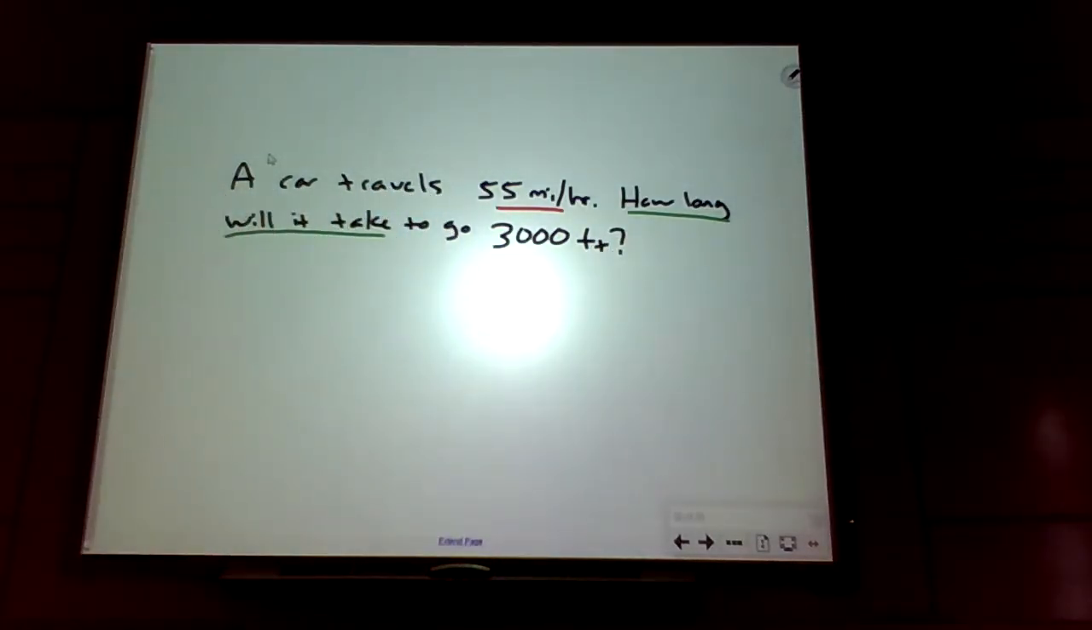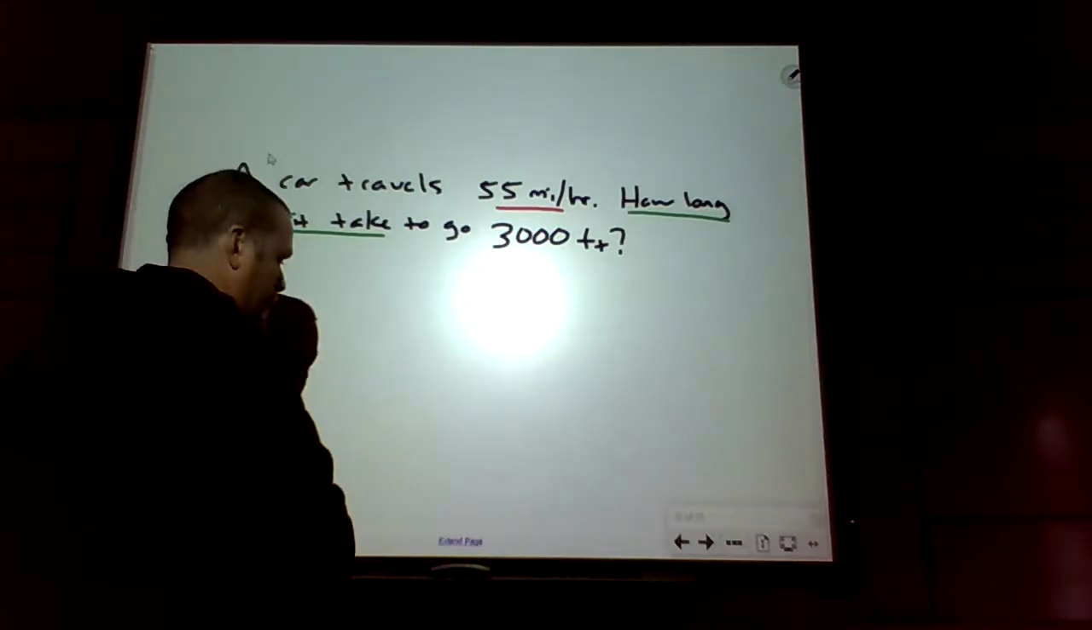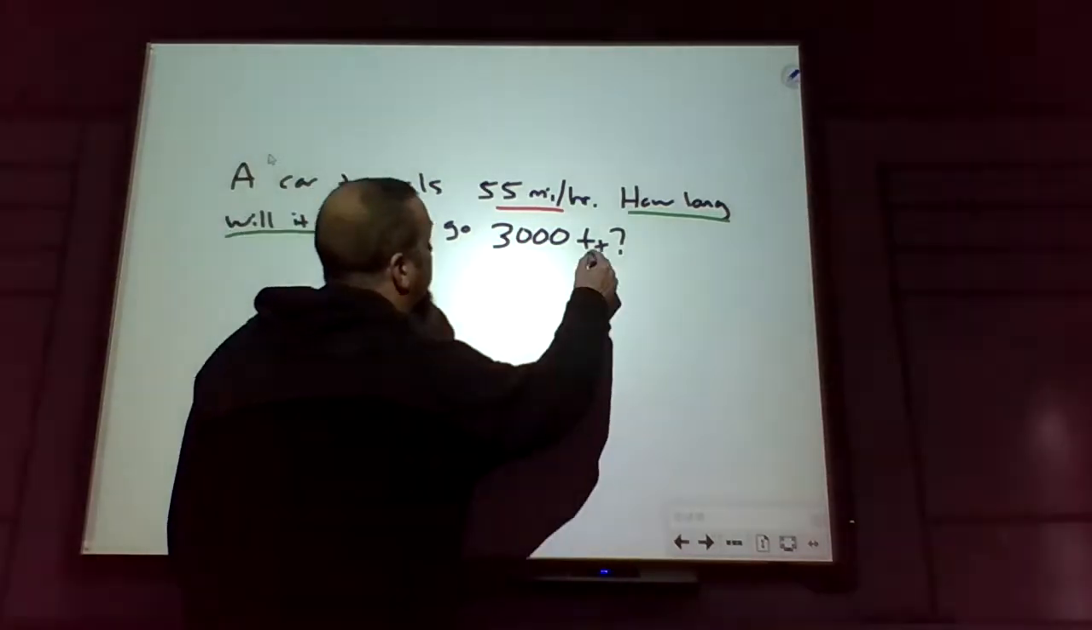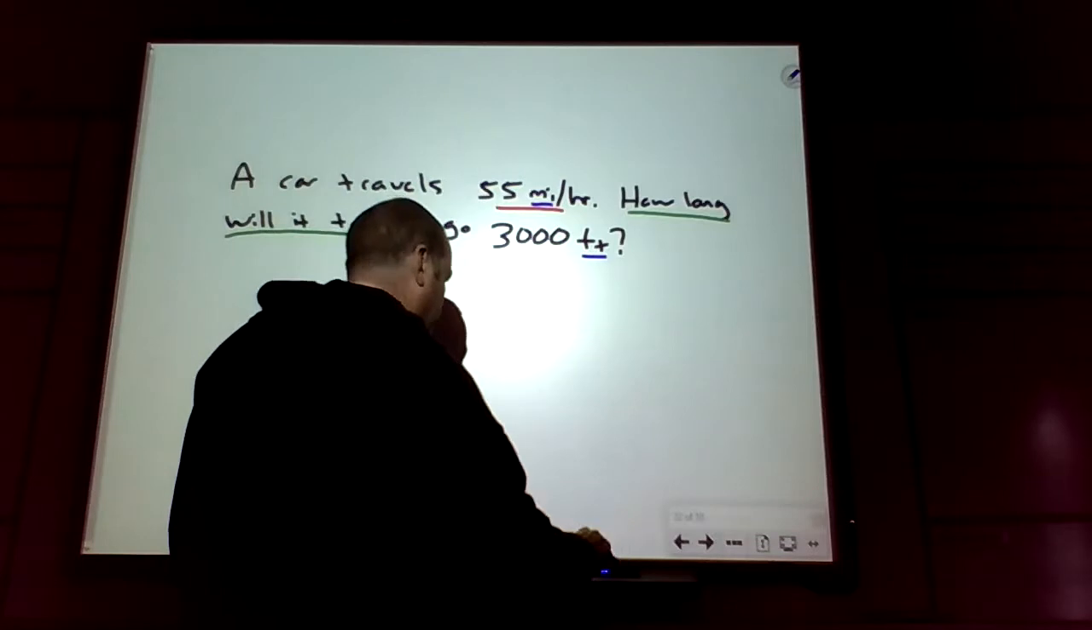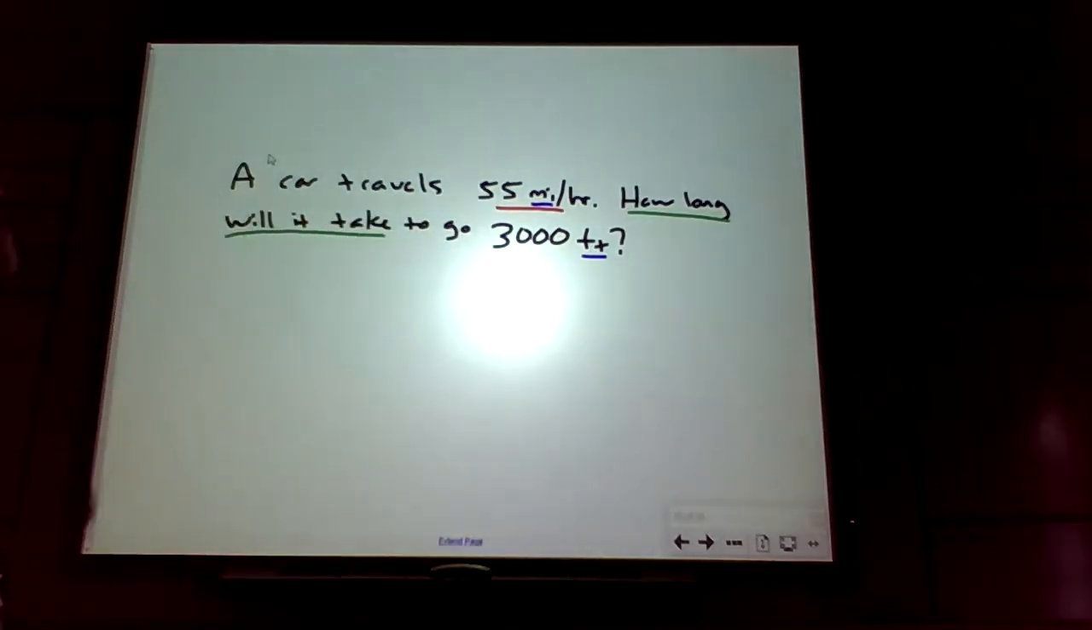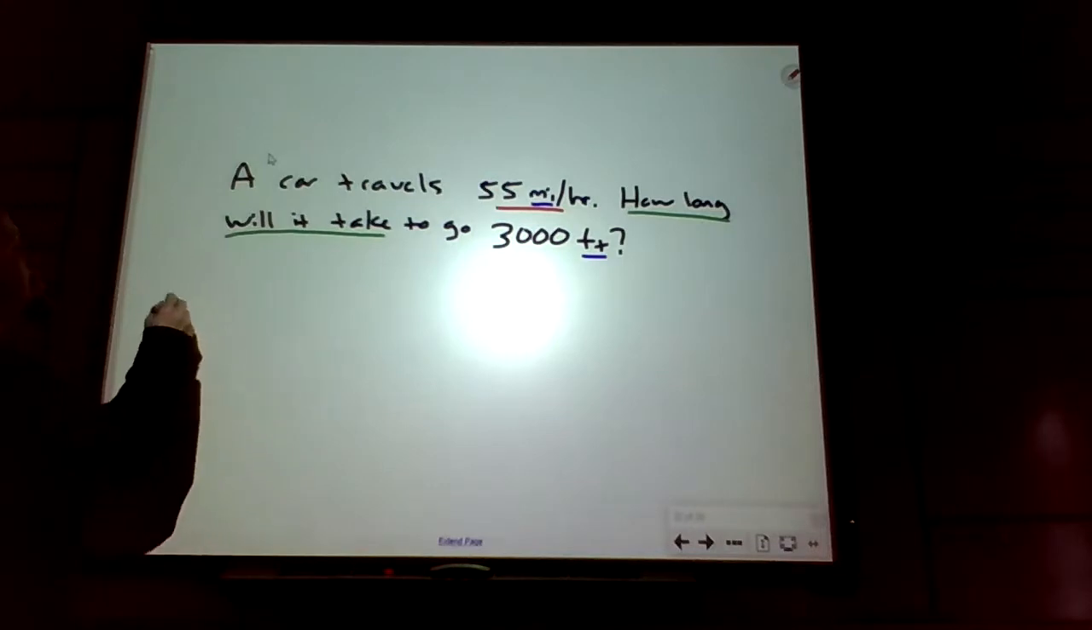Now, what we have here is unit disagreement. The problem here is that this is feet and that's miles. We're going to have to address that. We're either going to have to turn the 55 miles an hour to feet per hour, or we're going to have to turn the 3,000 feet into miles before we can do anything.